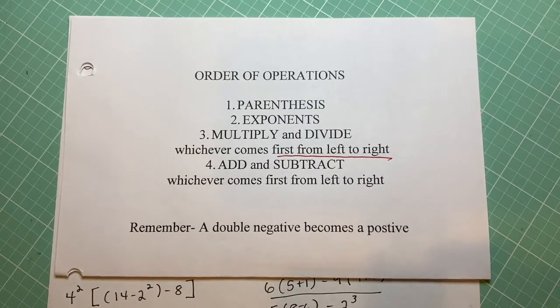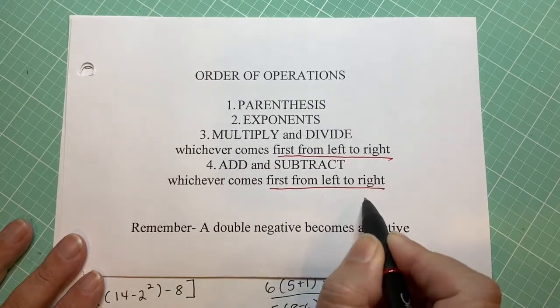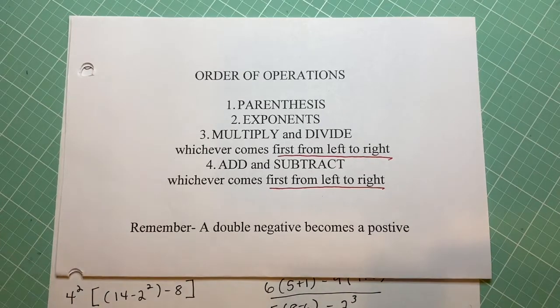You don't go through and do all the multiplication and then go through and do all the divide. In step 3, you look, and whichever comes first from the left is what you do first. So if division comes first, you'll do division and then multiplication. You read it from left to right. And then add and subtract is the same thing. You don't go through and do all the add and then go through and do all the subtract. You do whichever comes first from left to right.